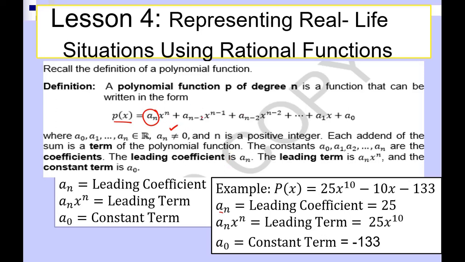Kaya kung mag-0 na siya, for example, P of x is equal to 0x squared plus 3. So that is not a polynomial function. P of x is equal to 3 naman na siya. So this is not a function anymore because dapat naa variable there. So dapat kailangan this is not 0, the leading coefficient. Okay? So we will have this, pwede siya ma-0 basta naa pa yung kasunod niya. For example, 0x squared plus x plus 3, this is considered a polynomial function kasi may x nga natira.